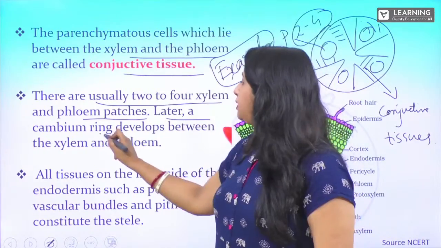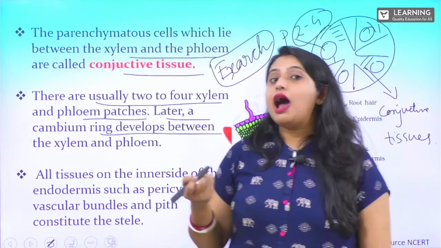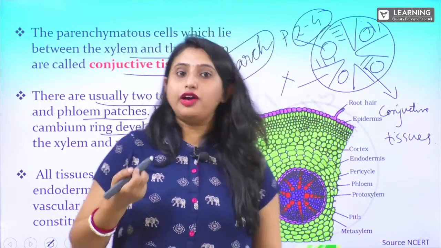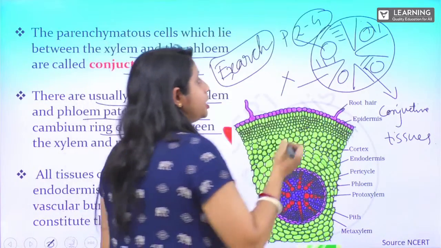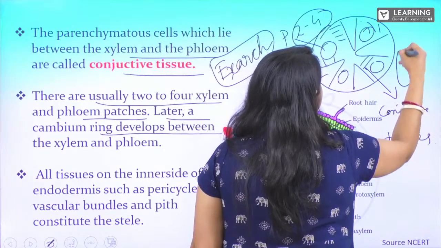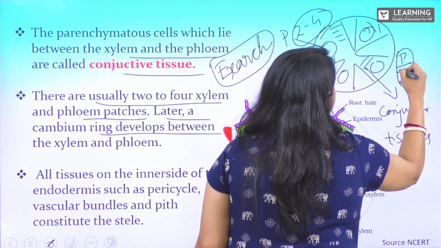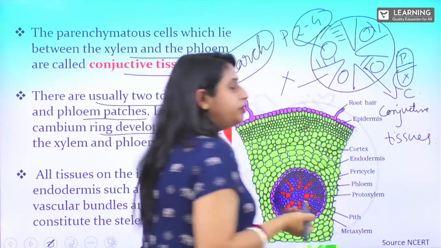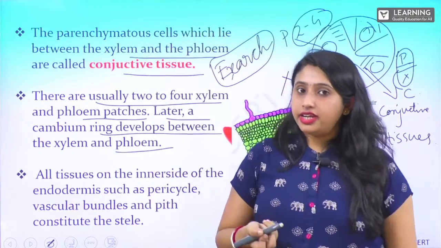Later a cambium ring develops between the xylem and the phloem. So here, later, what happens? The cambium ring also develops. This is the phloem, this is the xylem, and later the cambium ring develops, which leads to secondary growth.